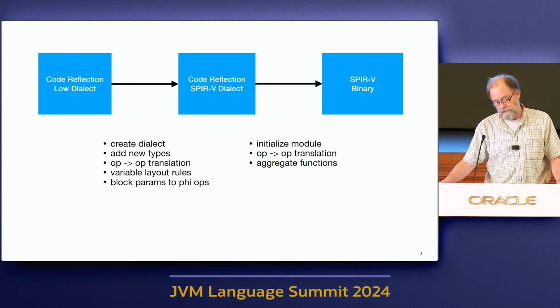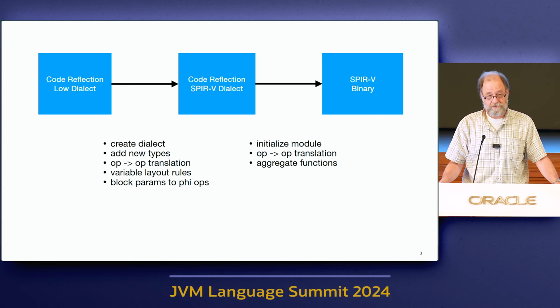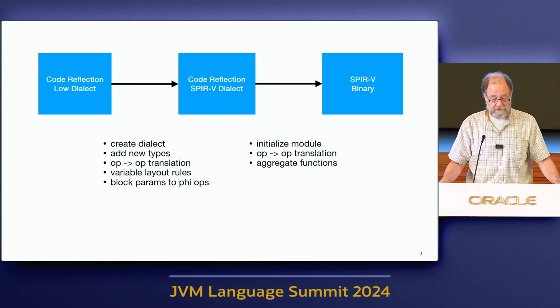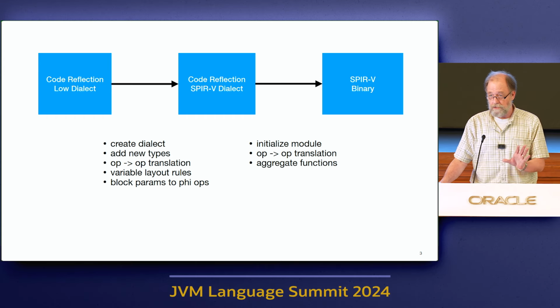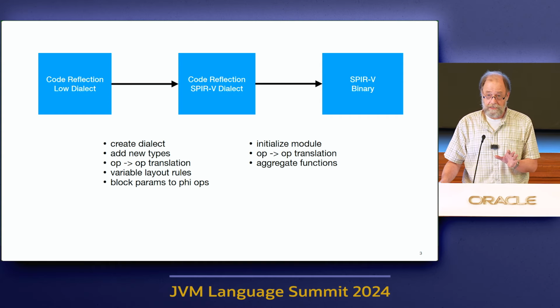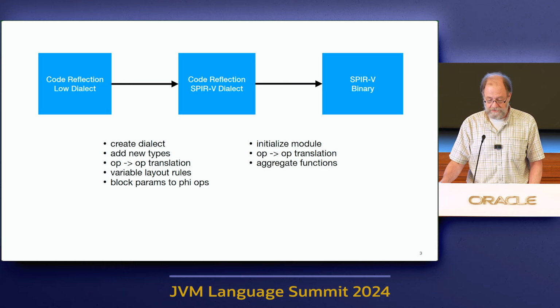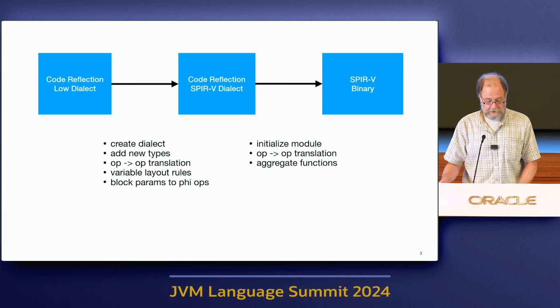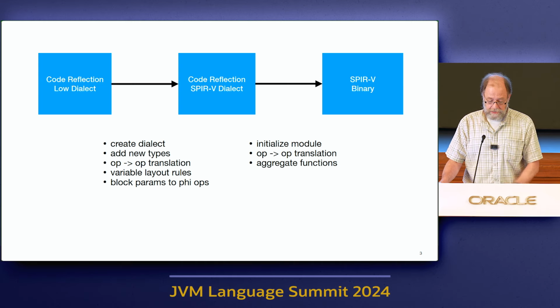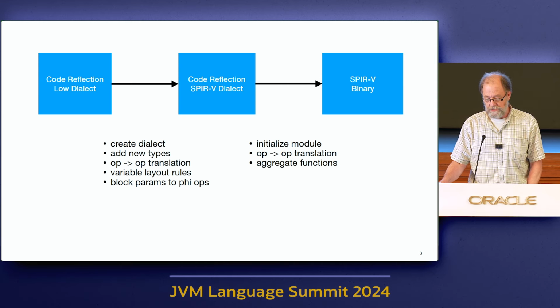So the translation we're doing from Java happens in two phases. The first one is from code reflection, the Lo model, the Lo dialect, to code reflection, a new dialect we created called the SPIR-V dialect. And then a second phase where we go from that to a SPIR-V binary. I'll talk about a handful of tasks that are in that first phase, and one thing, the opt-op translation, in the second phase.